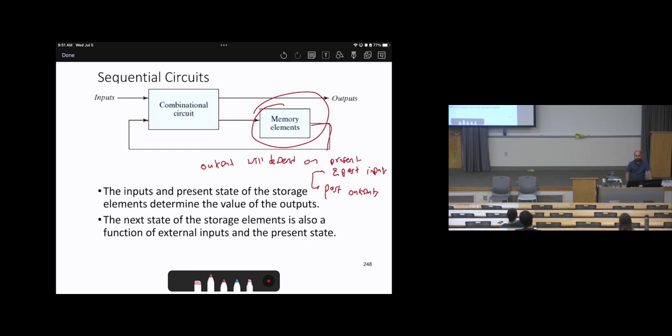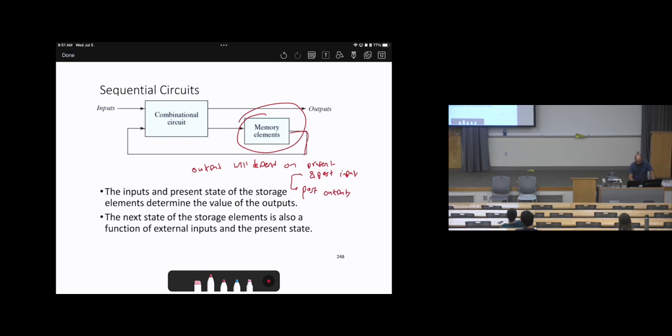Like what? For example, in the traffic light, if the past output was red, then the next one will go to green. If it's green, then it will go to yellow or orange, then it will go to red, and so on. So sometimes the output will depend on present and past inputs, and also on the past outputs, to see what the next state will be. Before discussing sequential circuits, we need to know how to create memory elements. That will be maybe this week's or next week's lecture, which is how to create memory elements from the devices that we have, the logic gates.